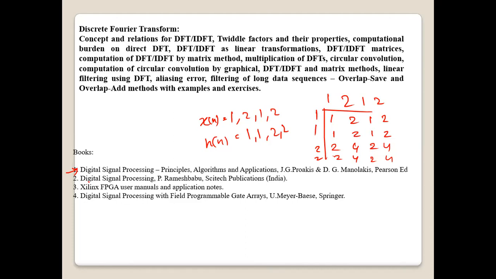Now, what about the next 2 parts? That part depends on the DSP processor. So the first one is the Xilinx FPGA user manual and application note. These are available on the internet. You can search in Google and you get the Xilinx FPGA user manual and application note. Another book we recommend for the processing part is Digital Signal Processing with Field Programmable Gate Array. Maybe this is also available on the internet.